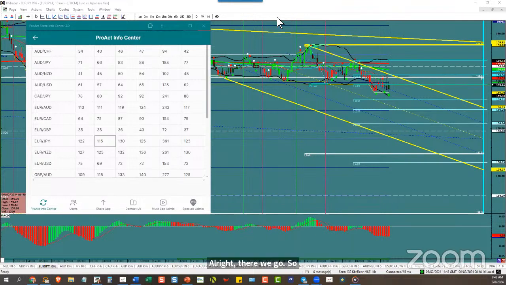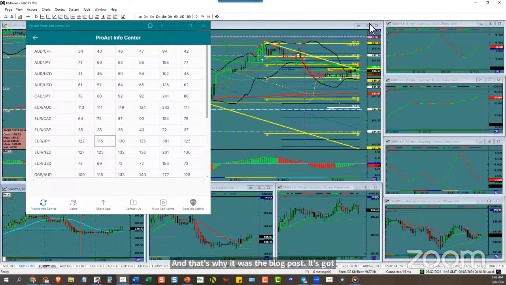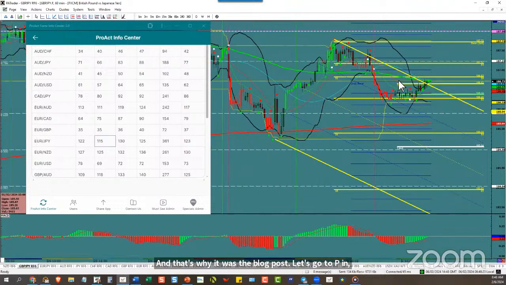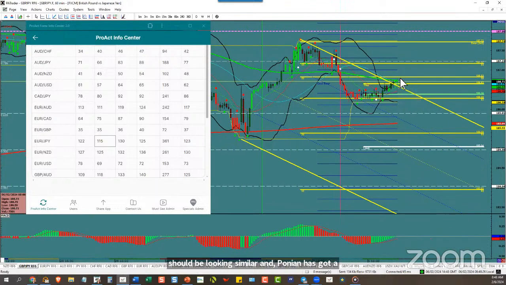So Euro yen's on the table. Nice. And that's why it was the blog post. Let's go to pound yen. Should be looking similar. And pound yen has got a breakout up. Well, it might be because I have the trend wrong. Let's go see what happens. We're still below the zero line break on MACD here on the 60. All right. By the way, we're on a 60-minute chart.